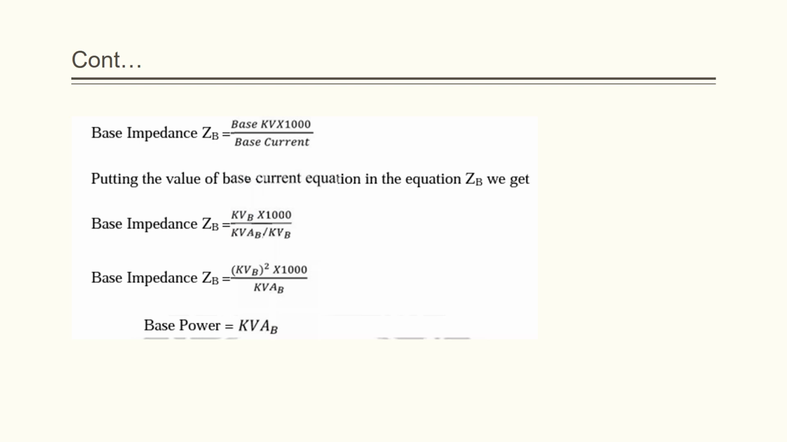Base impedance is given by base kV into 1000 divided by base current. Putting the value of base current in the equation for ZB, we get ZB, that is the base impedance, is equal to kVB into 1000 divided by kVAB divided by kVB. So you get kVB the whole square into 1000 divided by kVAB. The base power is kVAB.